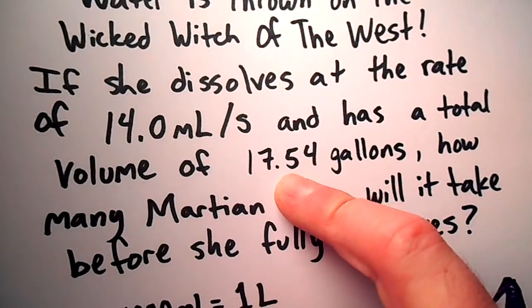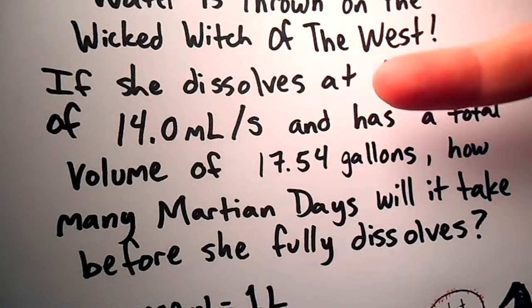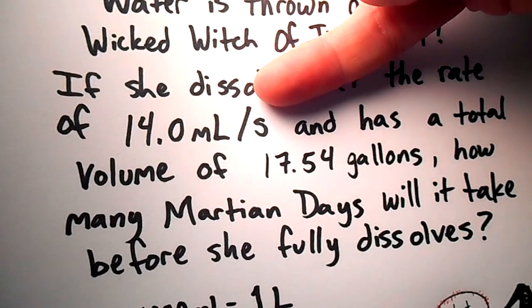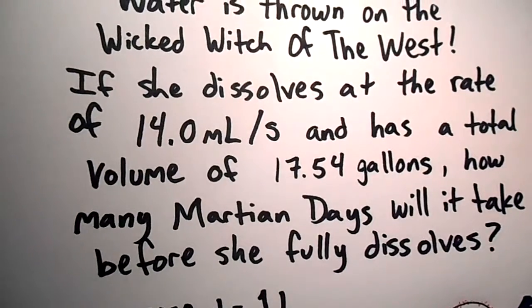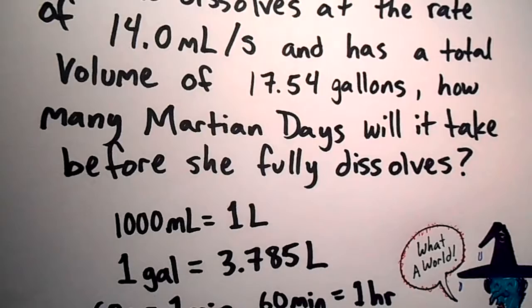We're going to start with this number of gallons, and we're going to convert that over to milliliters. Then, once we get that in milliliters, we're going to use this conversion, how many milliliters per second she dissolves, to find out how many seconds it's going to take her to dissolve. Then we're going to go from seconds to Martian days. Let's give that a shot.